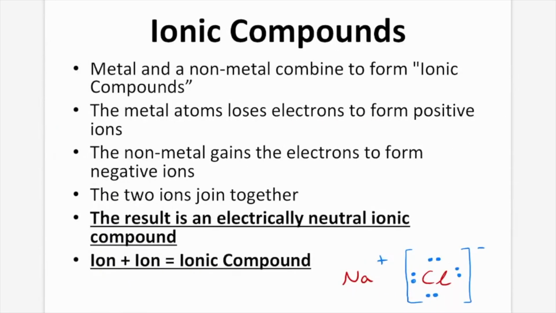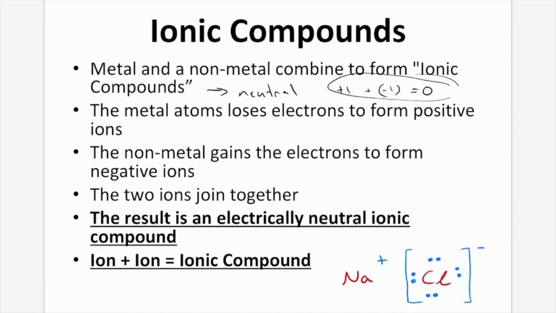Ionic compounds. Metals and nonmetals combine to form ionic compounds. At this point, they're going to be neutral, because remember, the +1 plus -1 from the previous slide equals 0. This 0 means that it's neutral. The metal atoms lose electrons to form positive ions. The nonmetals gain electrons to form negative ions, like we had before. The two join together to form an ionic compound, which is electrically neutral, like we just pointed out at the top here. A neutral object is an object that has 0 charge.